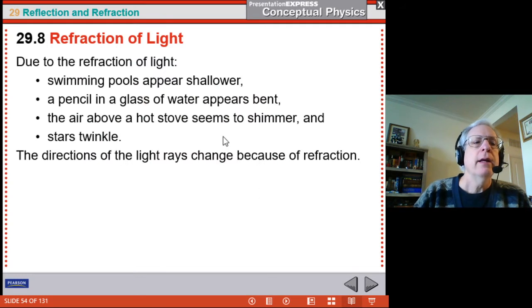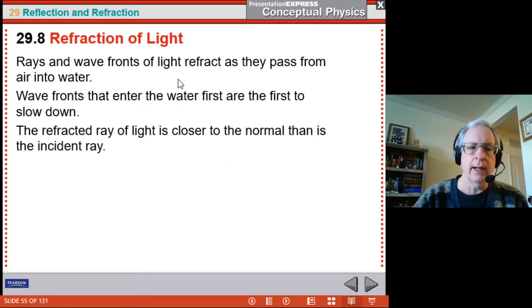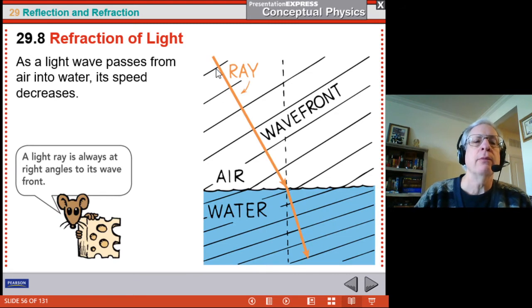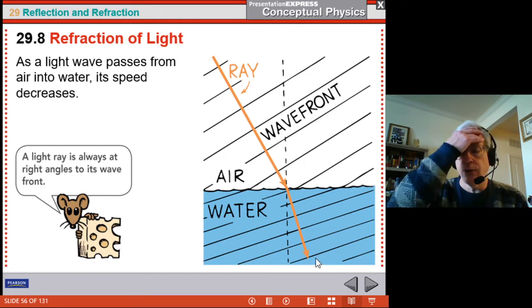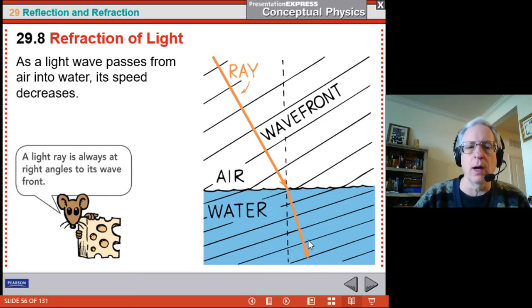Light will do the same thing. So due to refraction of light, swimming pools appear shallower than they actually are. A pencil in a glass of water appears to bend, right? You've probably seen many of these things. The reason for that is that light travels slower in water. Sound travels faster in water, but light travels slower in water. So it bends towards the normal, and that makes the water appear less deep, because normally the light would go a farther distance, but it gets bent towards the normal, so it doesn't look as deep.